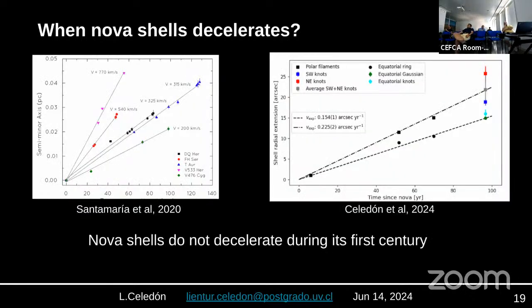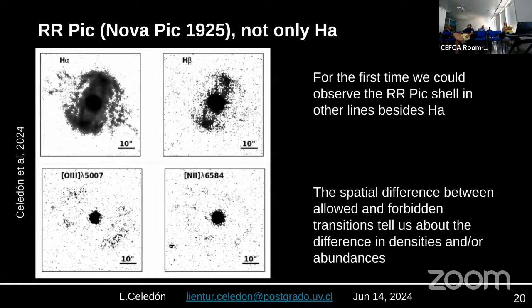Still, they should decelerate at some point we don't know, so we need to continue monitoring these objects to see when they stop following the linear relation and start to reach a plateau. But not only hydrogen alpha. The advantage of MUSE is that we can see the shell in different wavelengths. So for the first time, we have looked at how the shell looks in wavelengths besides H alpha.